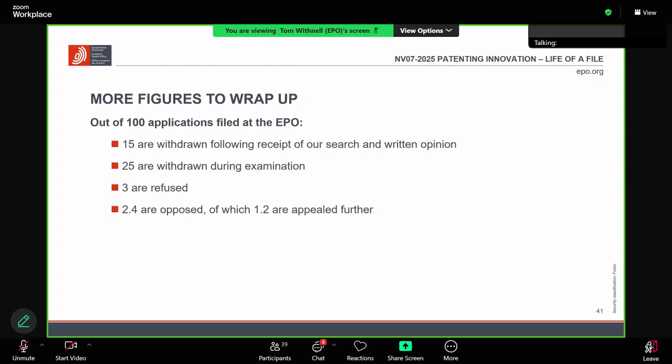I prepared this slide a while ago, because often I receive the question, what are the percentages? These are statistics from a couple of years ago, but I think more or less we are in the same range. So out of 100 applications at the EPO, 15 are withdrawn by the applicant themselves. In the initial phases, 25 are withdrawn during examination. A minor part is refused, and about 3% are opposed, and then half of that is further appealed.